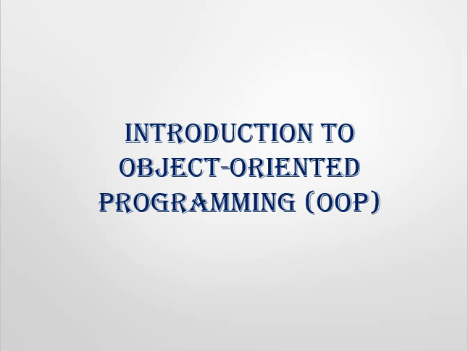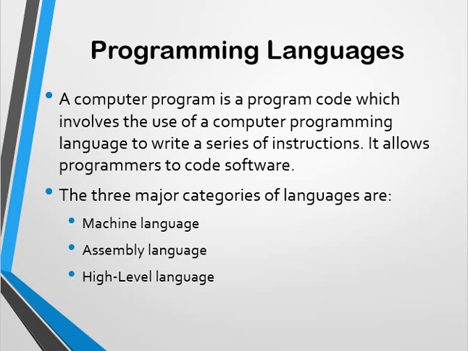Now, as we know, all the operations performed by a computer are controlled by computer programs. So a computer program is nothing but program code which involves the use of a computer programming language to write a series of instructions or algorithms. This helps the programmers to code the software. We also know that there are three major categories of languages: machine language, assembly language, and high level language.